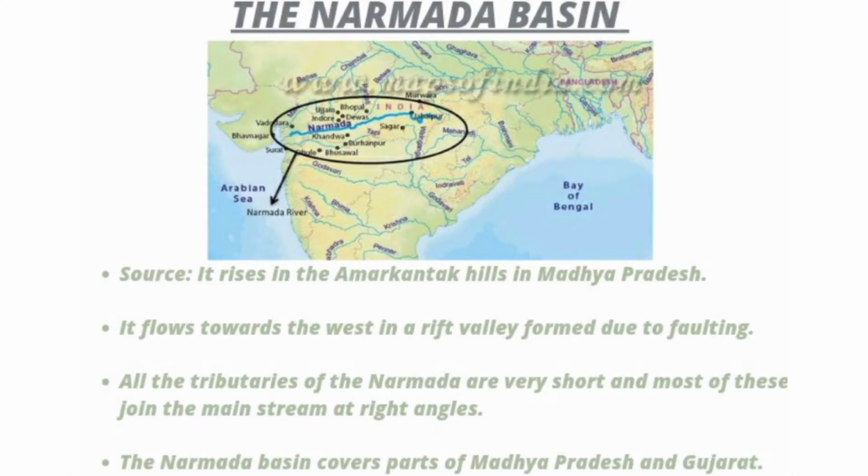The Narmada Basin. Source: it rises in the Amarkantak Hills in Madhya Pradesh. It flows towards the west in a rift valley formed due to faulting. All the tributaries of the Narmada are very short and most of these join the mainstream at right angles. The Narmada Basin covers parts of Madhya Pradesh and Gujarat.